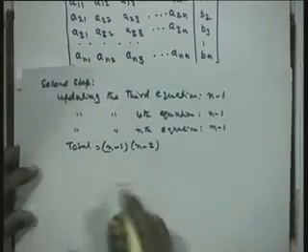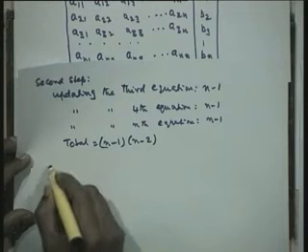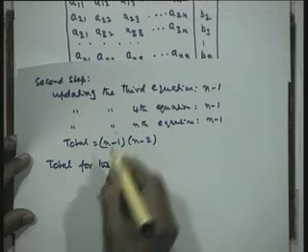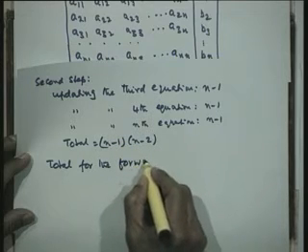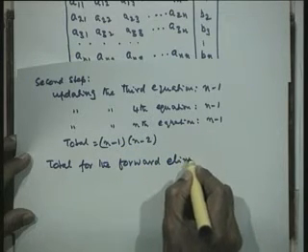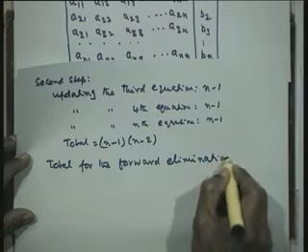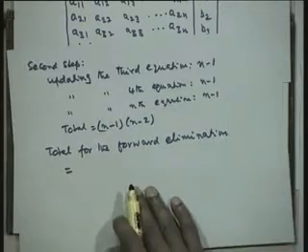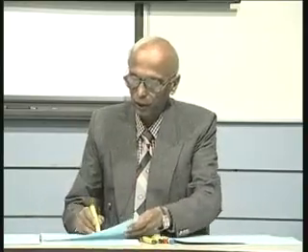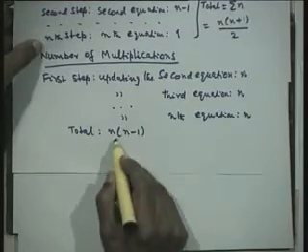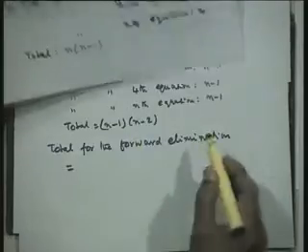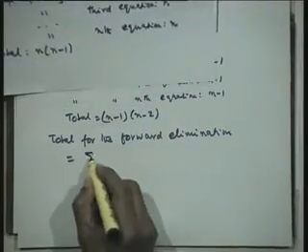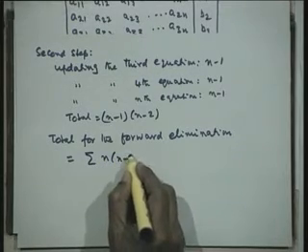Now, we can generalize and then get the total for the forward elimination. We have eliminated in the forward direction. So, we will write down the total for this, and that will be the summation of n into n minus 1, we started with. The next one is n minus 1 into n minus 2, the next one will be n minus 2 into n minus 3 and so on. Therefore, this will be simply the summation of n into n minus 1.